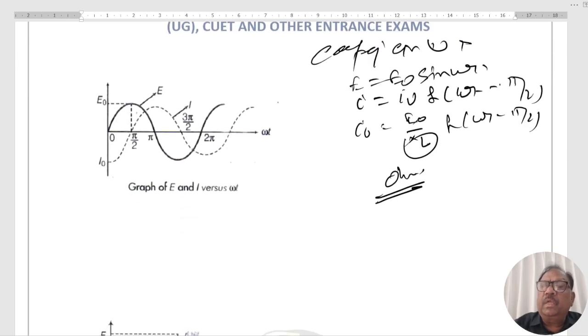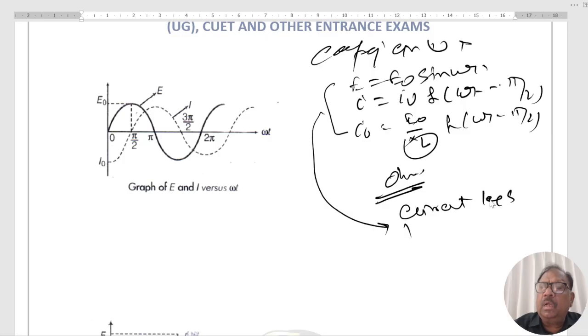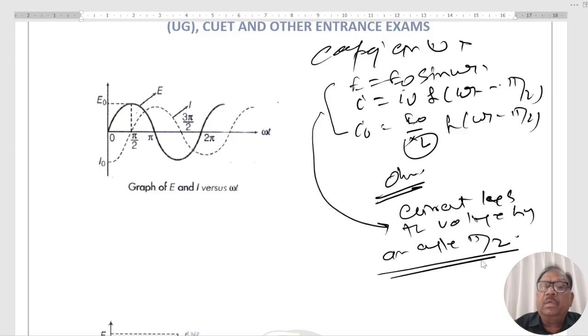So from this it is clear that current lags the voltage by an angle pi by 2. Right? Now this is the graph.